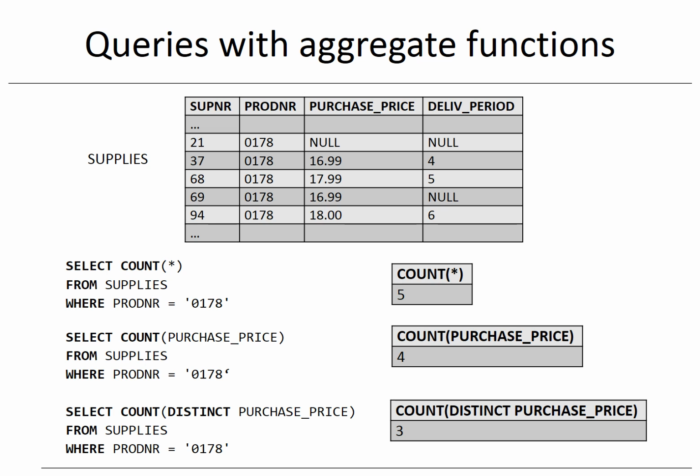The second query selects the number of not null purchase values in the supplies table for tuples where the product number equals 178. The result will be 4, referring to the values 16.99, 17.99, 16.99, and 18. Note that the value 16.99 is counted twice here. If we want to filter out duplicates, then we can add the keyword DISTINCT to the query, which will obviously result in the value 3.